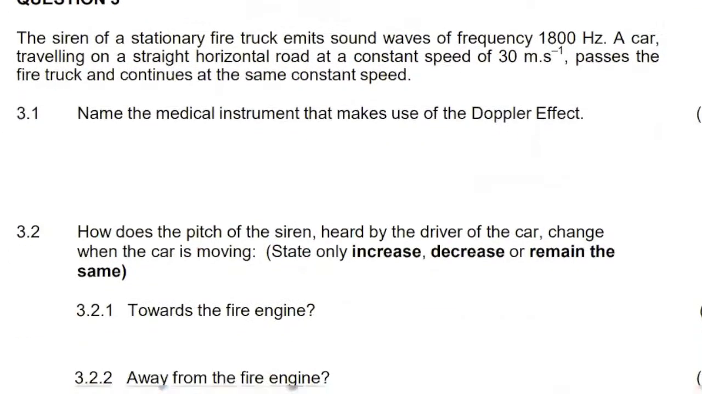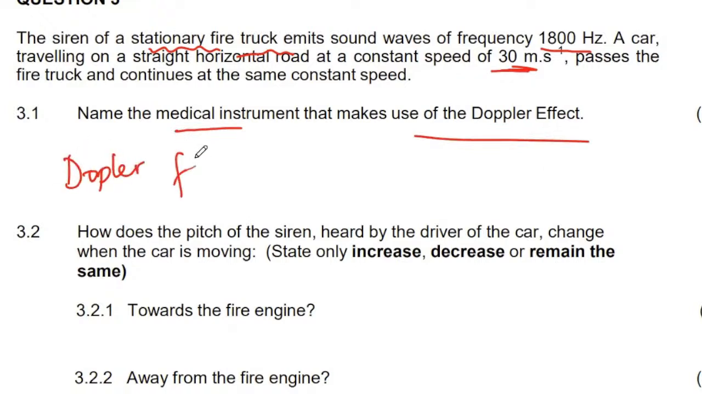Then question number 3. Guys, let's push. They are telling us that the siren of a stationary fire truck emits sound waves of frequency this much. A car that is traveling on a horizontal road at this speed passes the fire truck and continues. Name the medical instrument that makes use of this. So this must be a Doppler flow meter. Okay, Doppler is double P. That is a Doppler flow meter.